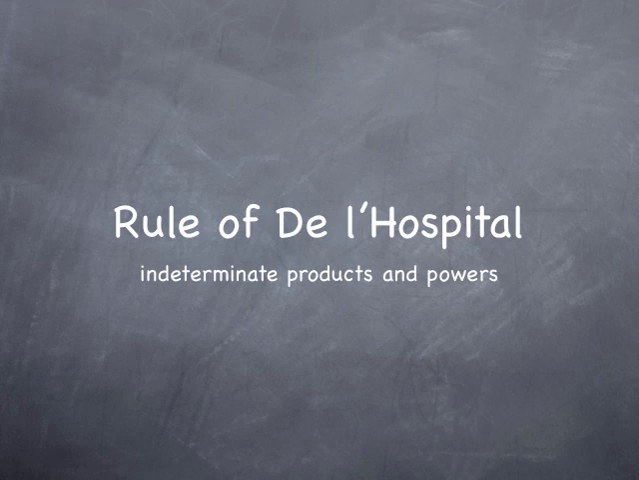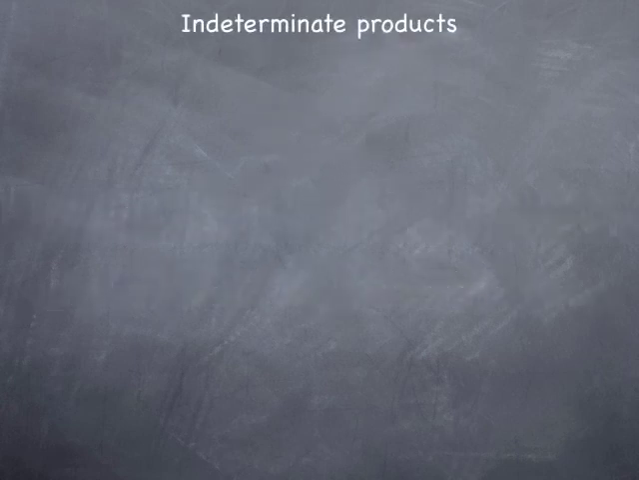We have seen that the rule of de L'Hopital provides a way to evaluate limits that are indeterminate of the form 0 over 0 or infinity over infinity. But in fact we can apply the rule to limits that are not formally quotients of the type 0 over 0 or infinity over infinity, but other kinds of indeterminate forms. For instance, we can have indeterminate products.